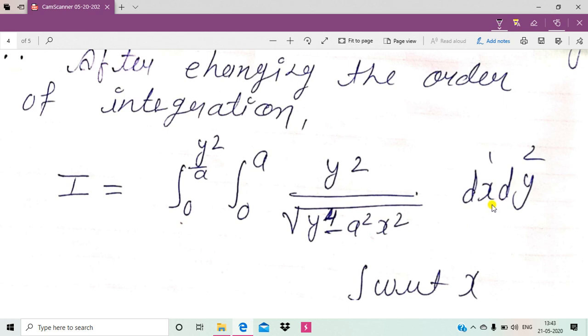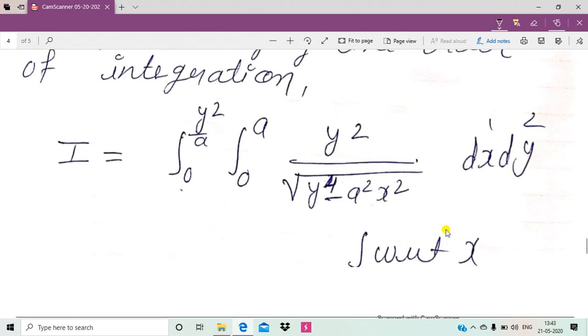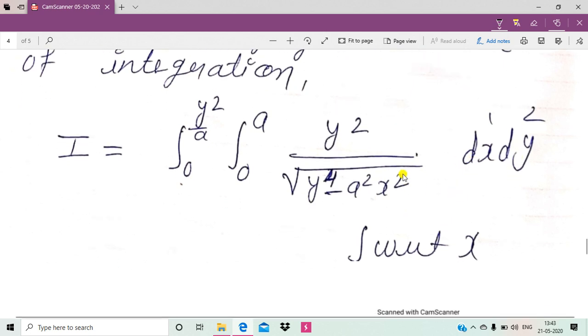Now this time x is having variable limits, therefore the integration is first with respect to x, and the next integration will be with respect to y. So we first integrate with respect to x, treating y as a constant. So this y will be treated as a constant. So we first try to make a square common.